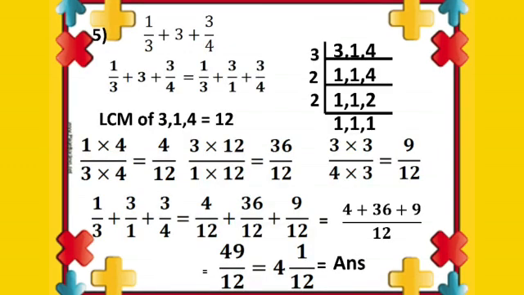Let us see another sum: 1 by 3 plus 3 plus 3 by 4. Here 3 is a whole number. So what do you do? You should convert that into a fraction.